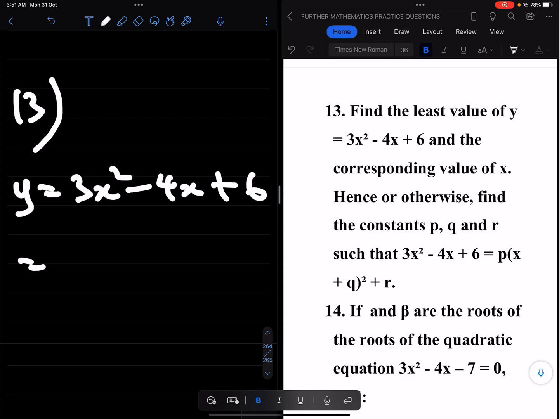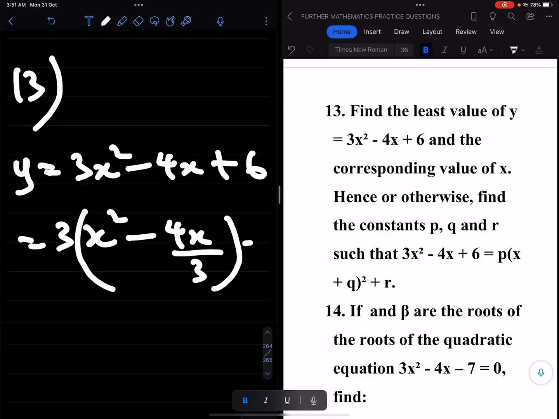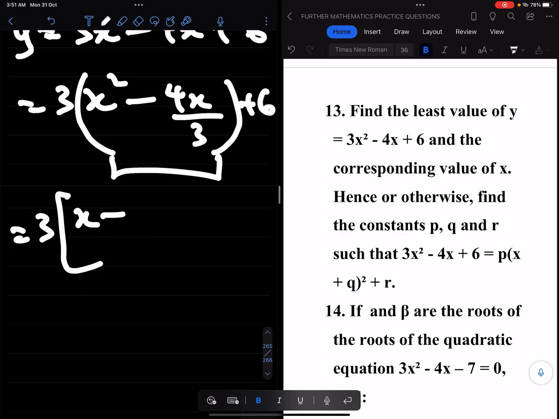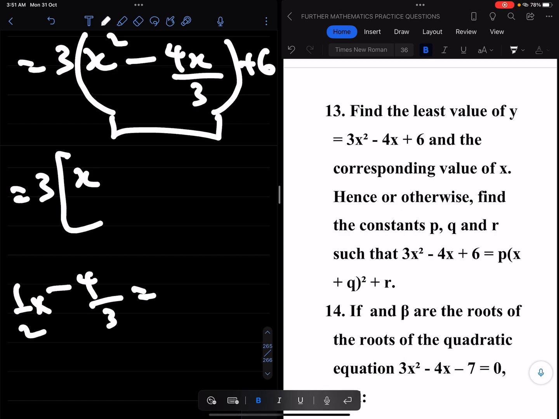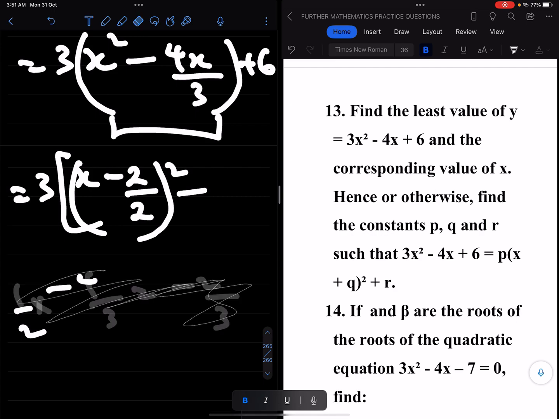first of all, I want to make the coefficient of x squared 1, and I can write this as 3 into bracket x squared minus 4x over 3 and then plus 6, which is equal to, now I can complete the square for this one. That's equal to 3 into bracket x minus, and then half of the coefficient of x, which is minus 4 over 3. Half of that means 1 over 2 times minus 4 over 3, which is minus 2 over 3. So that's what I'm going to write here. x minus 2 over 3 all squared minus the square of that half the coefficient of x.